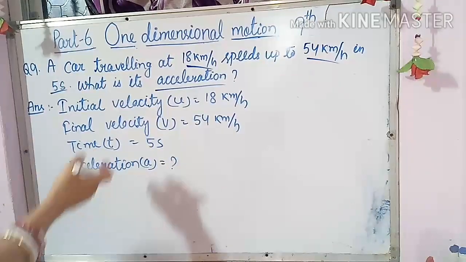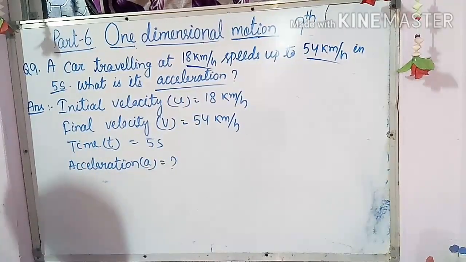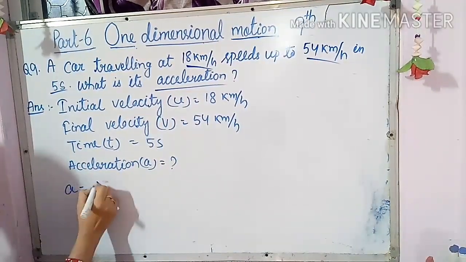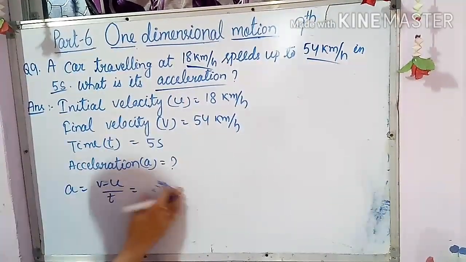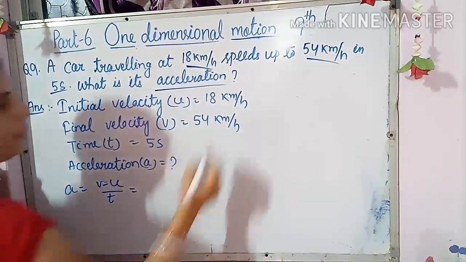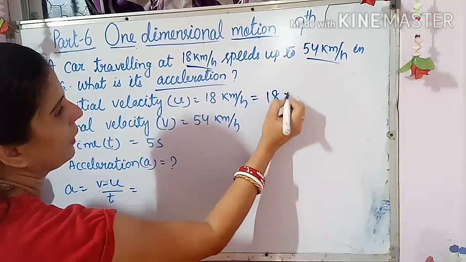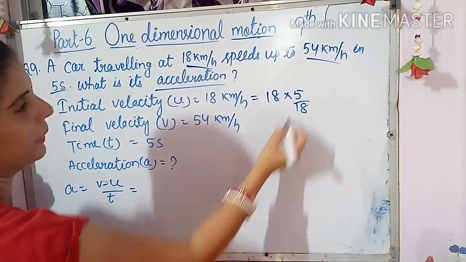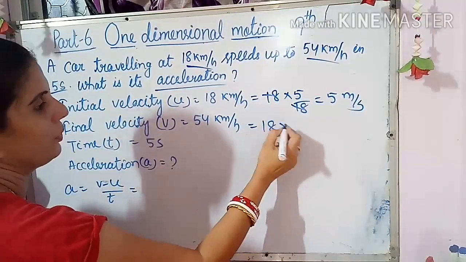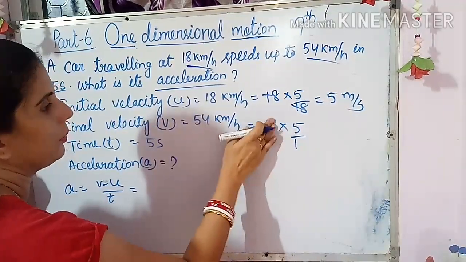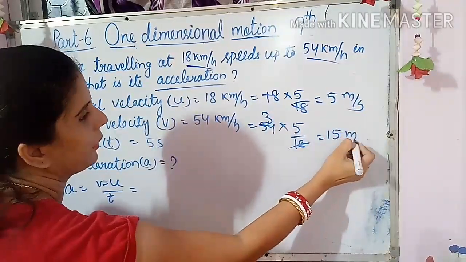Now from this you can identify which equation is suitable. v, u, t has given. a is asking. So first equation is suitable. You can directly take that one. a equal to v minus u by t. So what is v? 54. Yes, you cannot apply 54 because it is in kilometer per hour. So you have to change it into meter per second. As I told, you can apply multiplication 5 by 18. 18 into 5 by 18, you will get 5 meter per second. Here directly you can also apply 54 into 5 by 18. That is 15 meter per second.